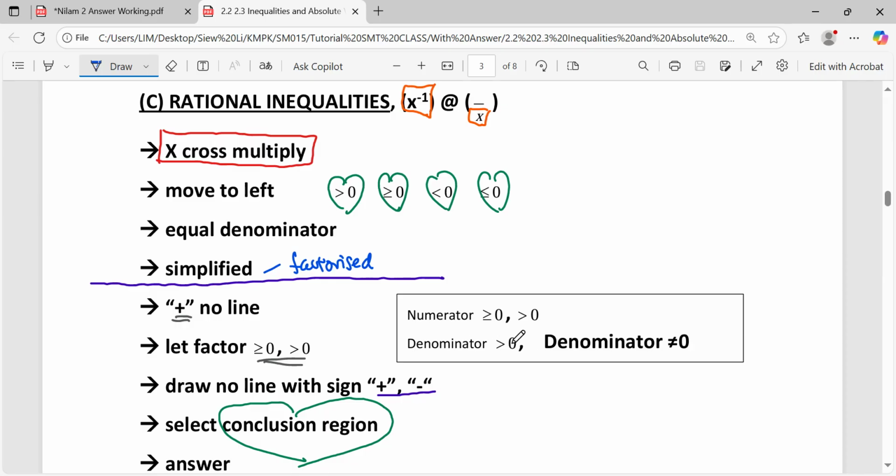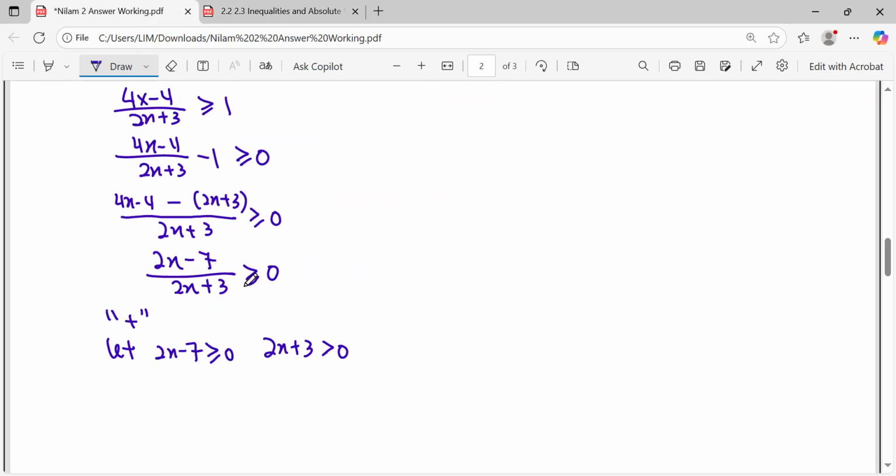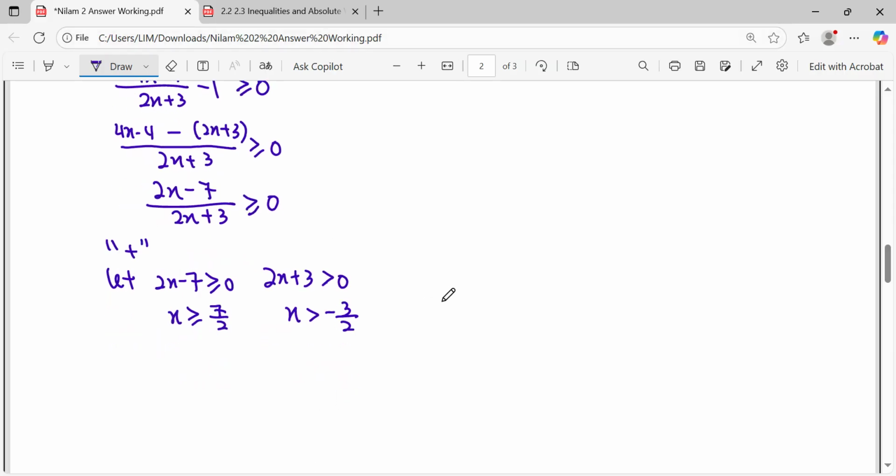The denominator can only be more than 0. This is not related to the inequality symbol; we just start by letting. Then x will be more than or equal to 7 over 2, and x will be more than negative 3 over 2. Then we will start drawing the positive number line.